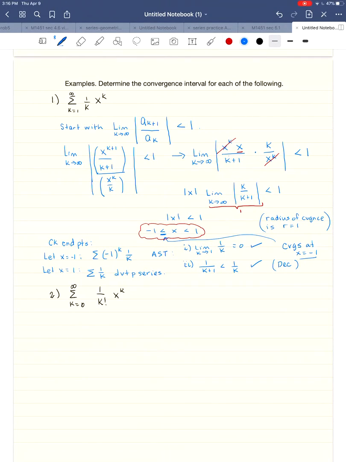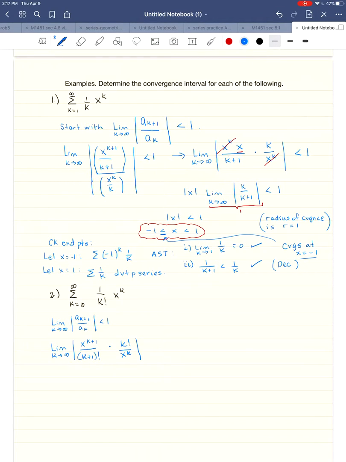Next one. We've got 1 over k factorial times x to the k. So we start by saying the limit as k goes to infinity of ak plus 1 over ak is smaller than 1. So for this example, that looks like this. X to the k plus 1 divided by k plus 1 factorial. I'm going to jump ahead and do the flip and multiply step. That would put an x to the k here and a k factorial here.